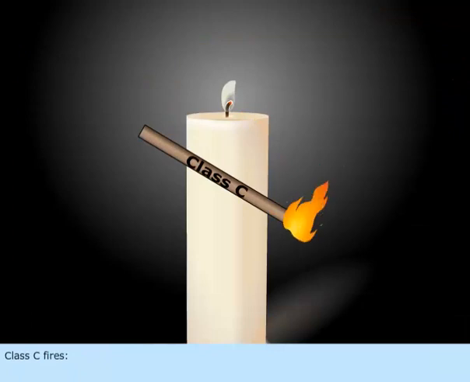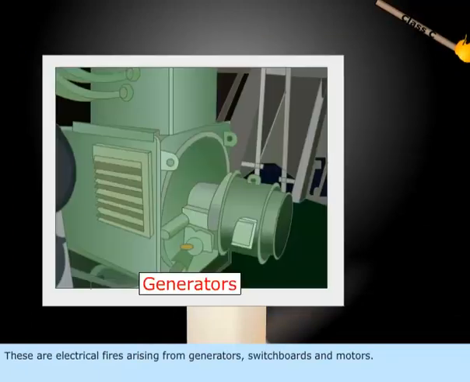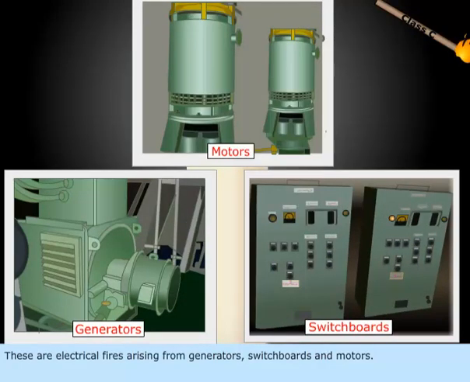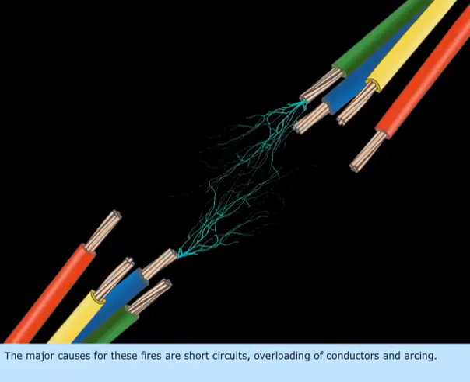Class C fires. These are electrical fires arising from generators, switchboards, and motors. The major causes for these fires are short circuits, overloading of conductors, and arcing.